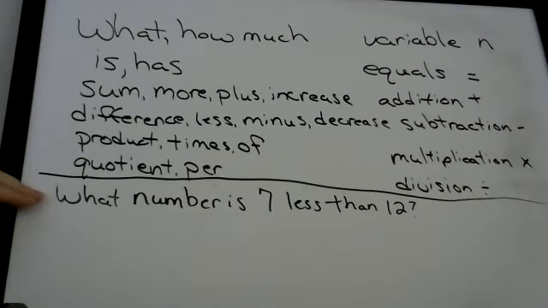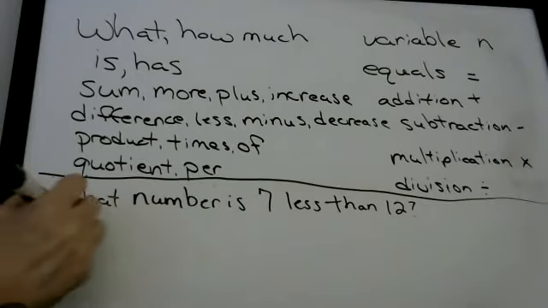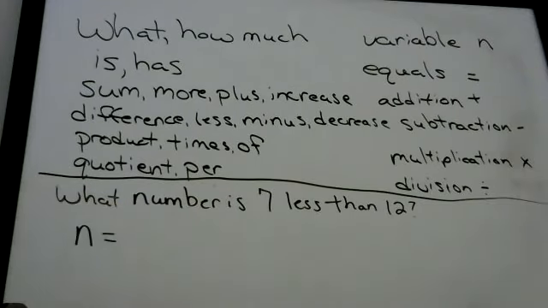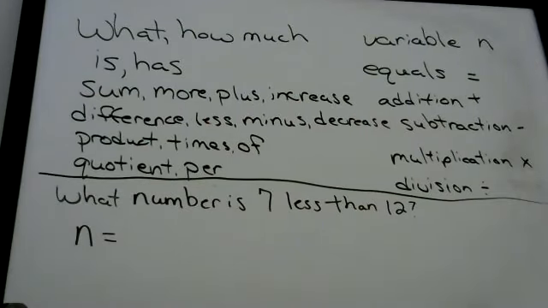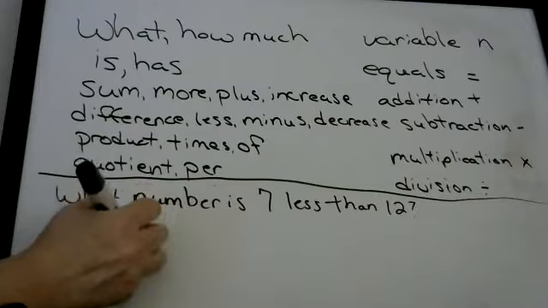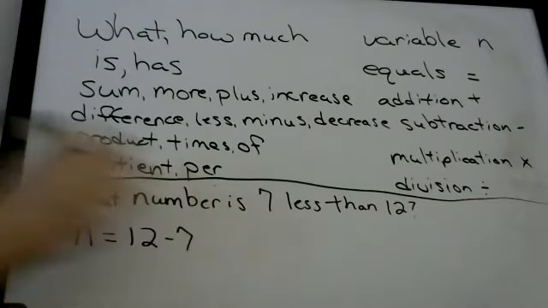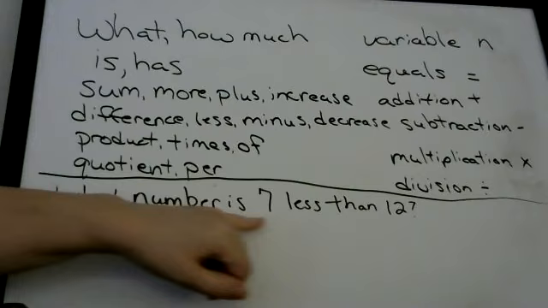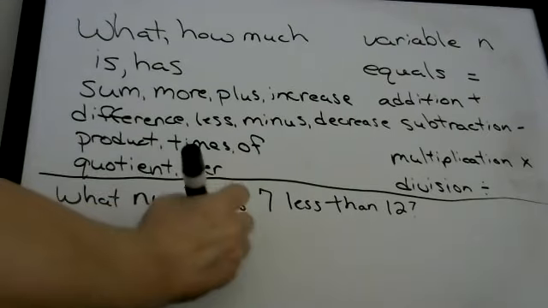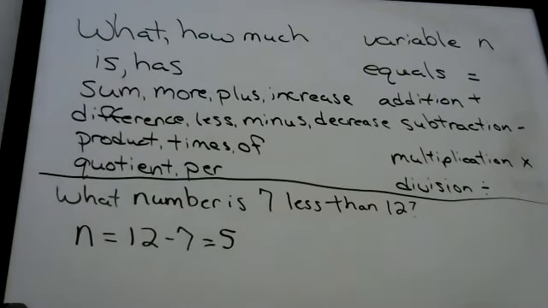Here's another one. What number is 7 less than 12? So we're going to do some sort of subtraction. If you think about it, 7 less than 12, so 7 fewer than 12. We're going to subtract off 7 from 12. So the subtraction is going to be 12 minus 7. So what number is 7 less than 12? It's just 12 minus 7, or 5.